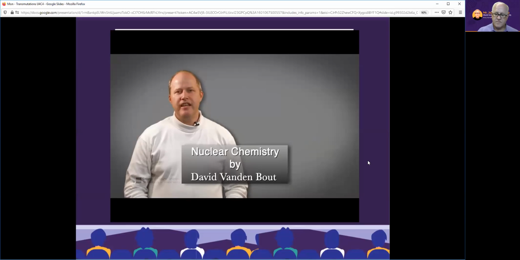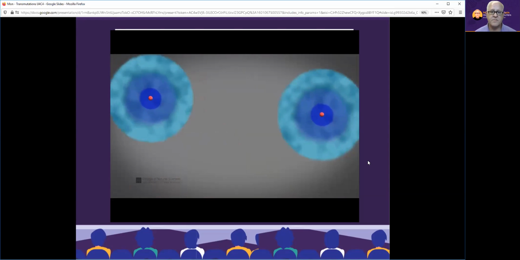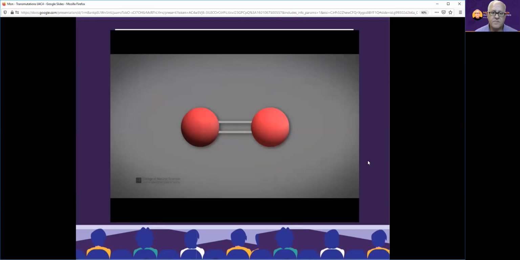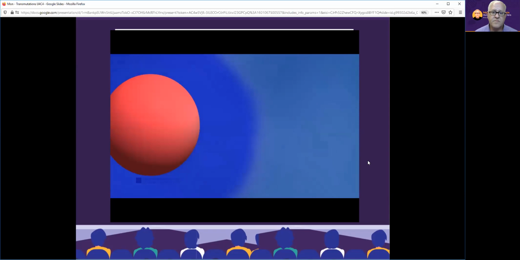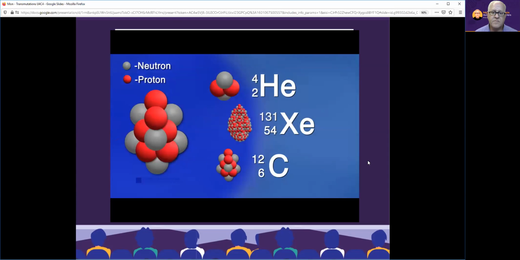In chemistry, we're typically interested in the electrons in a compound because it's the electrons which are holding the atoms together in bonds. And chemical reactions involve breaking bonds and making new bonds. But we always have the same number and types of atoms. They're simply rearranging. That's not true in nuclear chemistry. In nuclear reactions, we're actually changing the nucleus of the atoms. And because the type of atom, whether it's helium or xenon or carbon, depends on the number of protons, if we change that number, then we change the kind of atom. And in nuclear chemistry, that's exactly what happens.